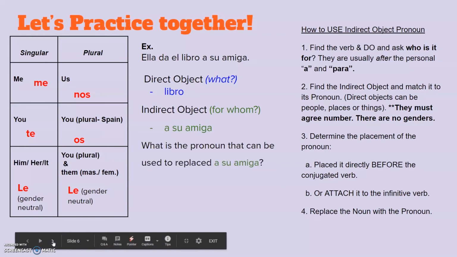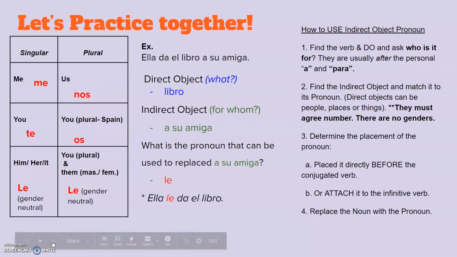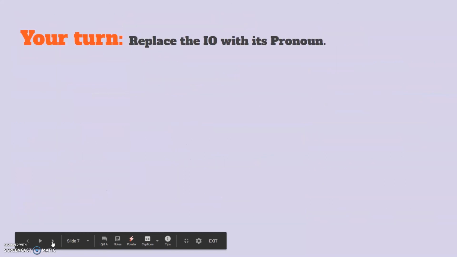What is the pronoun that can be used to replace a su amiga? Is it a singular noun or plural noun? It is singular. Therefore, it is le. Remember, there's no gender. Now, we have to replace it and put it into the sentence. Ella le da el libro. Correct. So now it's your turn. Replace the indirect object with its pronoun.